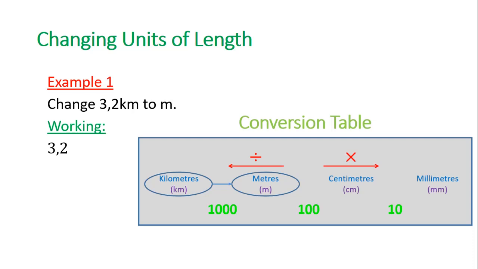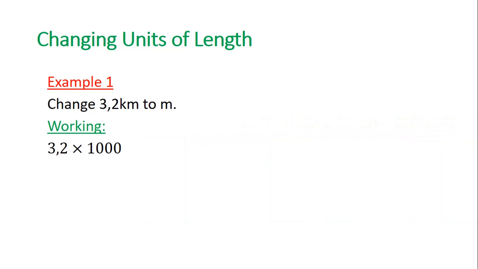Now, if I look towards the top of my table, can you see it multiply? When I'm going from kilometers to meters, I multiply. So I write down a multiply, 3,2 multiply. Now, when I go from kilometers to meters, what is my green number? Can you see it's 1,000? And so it's 3,2 times 1,000. And that gives me 3,200 meters. Please be careful you don't forget the meters or the sign or the unit at the end of your answer.